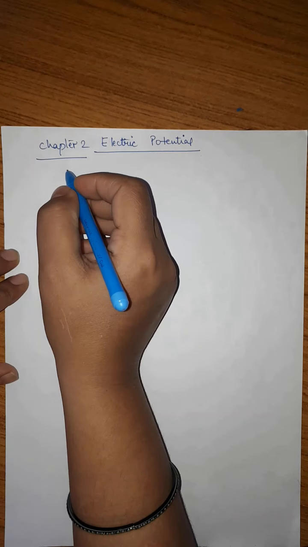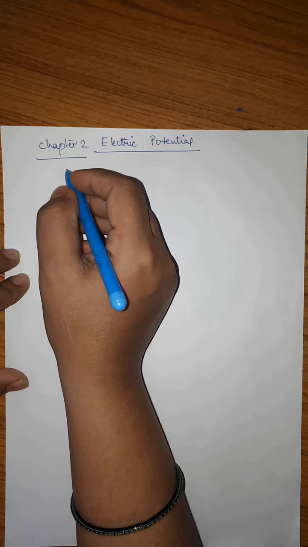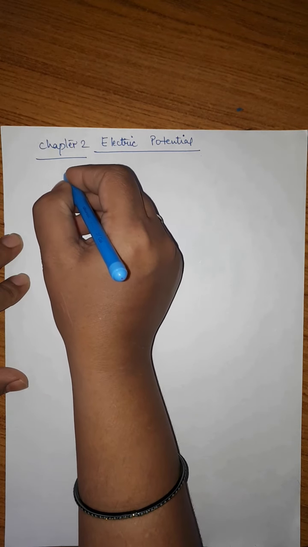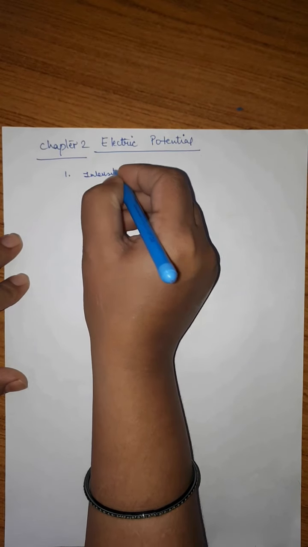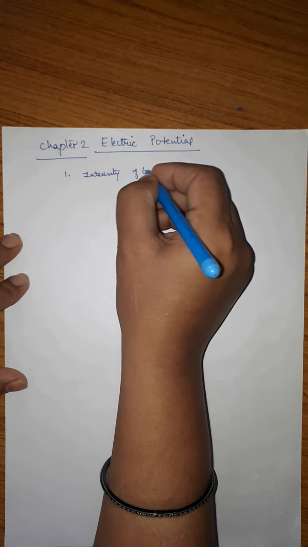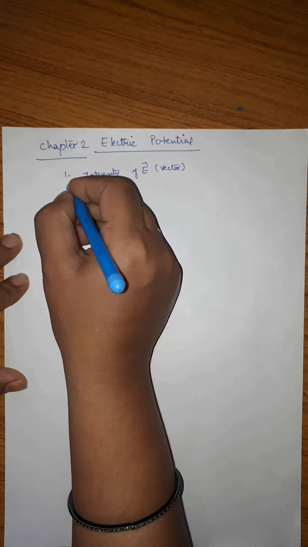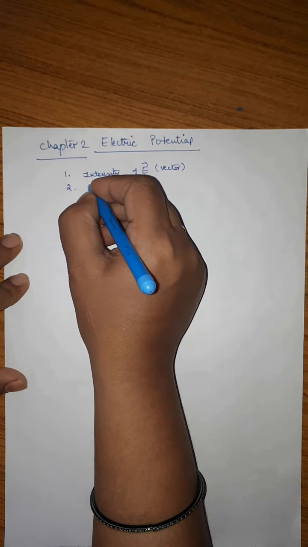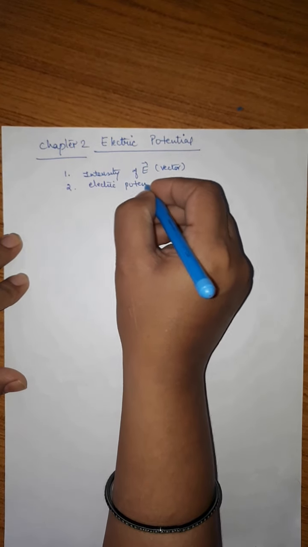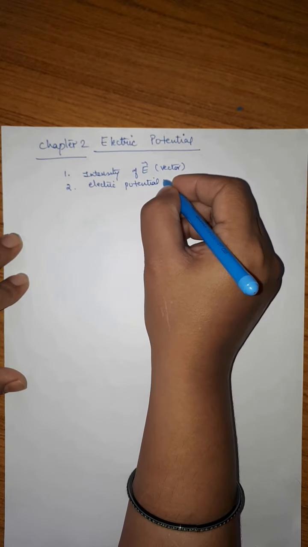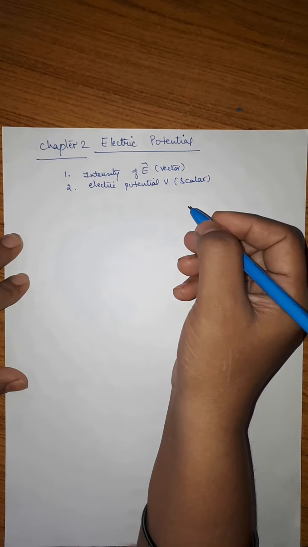Electric potential. See, the electric field produced by a charge can be represented in two ways. First is by intensity of electric field, which is a vector quantity. Then second by electric potential, that is a scalar quantity. Now let us start with the electric potential.